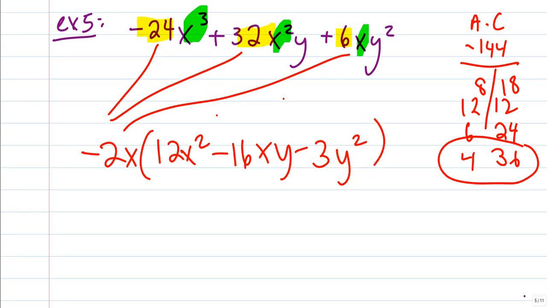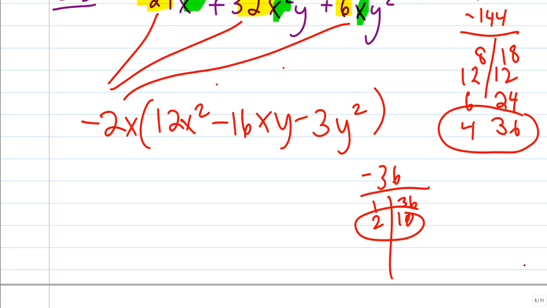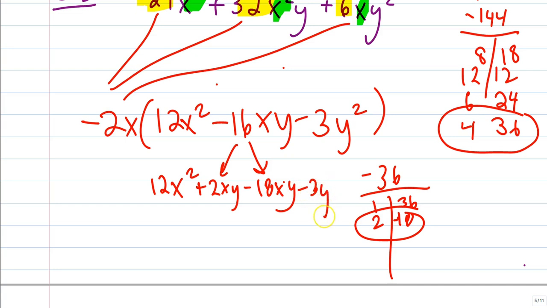So what does this do for me? 2 things. I dealt with the x's so I don't have all these extra variables. Second thing is this. Look, 12 times 3 is negative 36. That is way easier to deal with than 144. 36, 2 and 18. There's my 16. The 18 needs to be negative. If you don't care about the order, then don't worry about it. Split this sucker. 12x squared plus 2xy minus 18xy minus 3y squared.